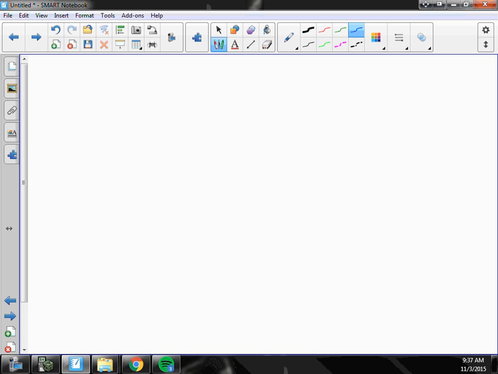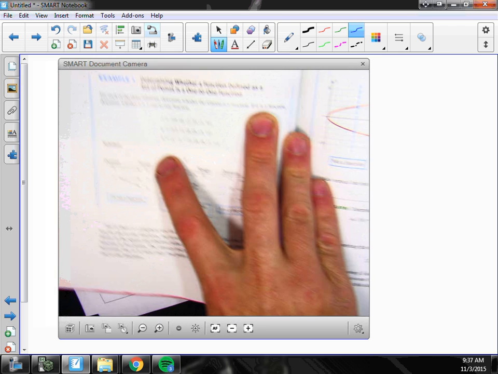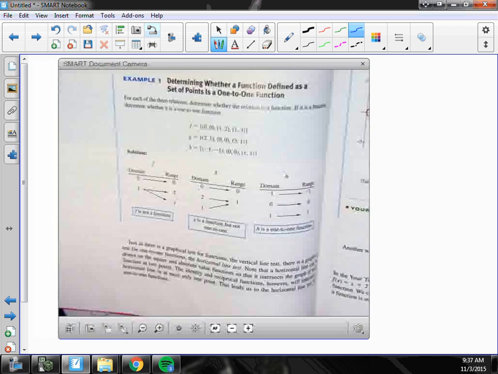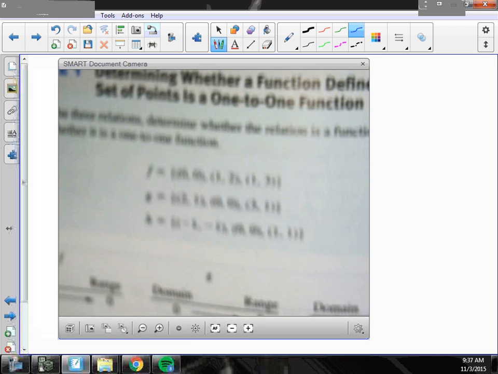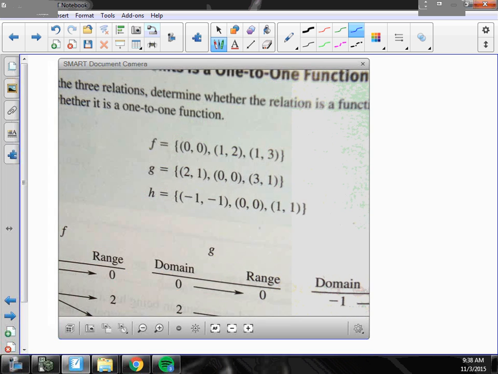So, look at page 208. Oh, you can't see this. So I have three functions listed by points. We need to determine whether they're a relation, a function, or a one-to-one function.